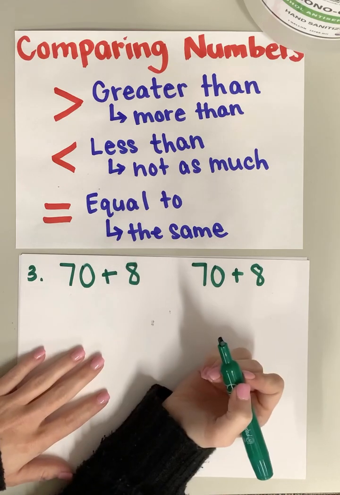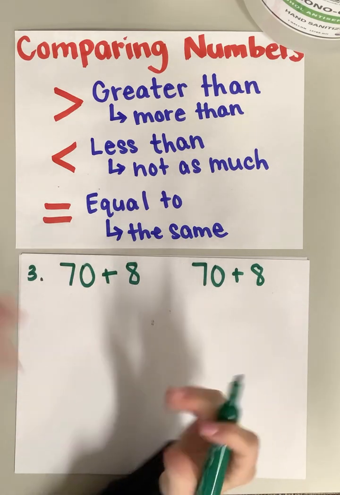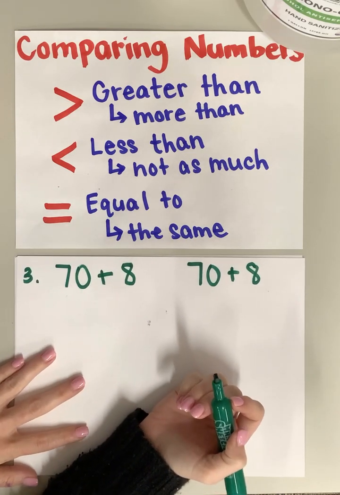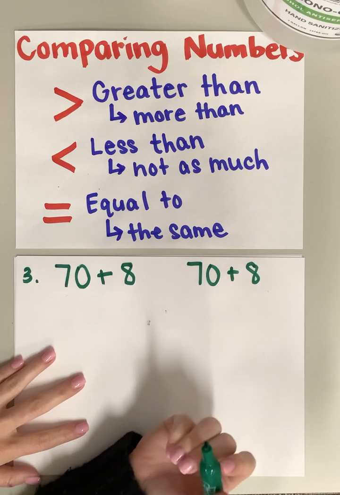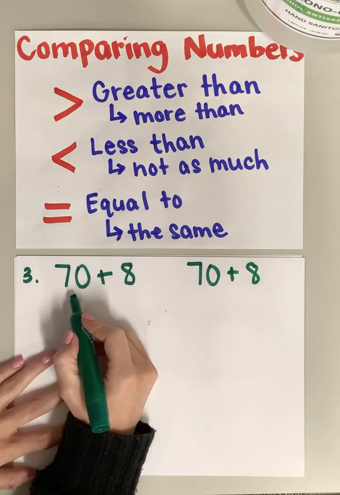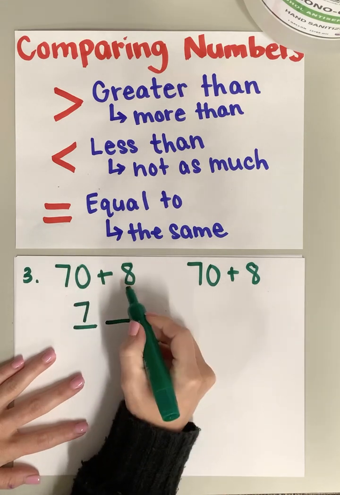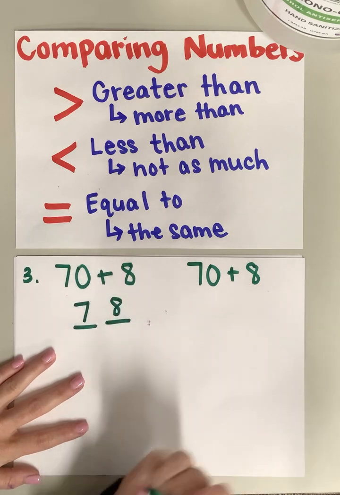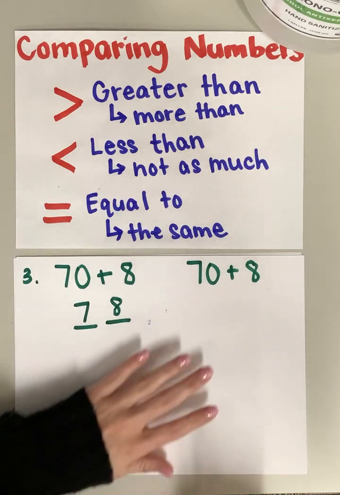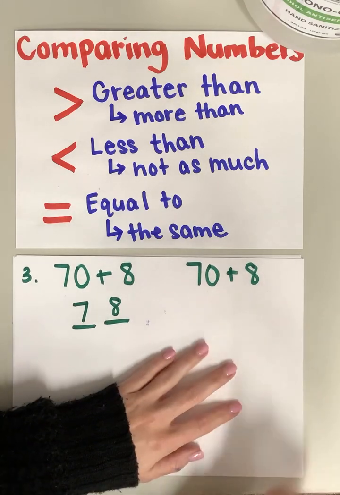70 plus 8. That's my expanded form. I need to turn it into a standard form with digits. 70 is in my tens place and 8 is in my ones place. 78. That was quick. Let's see if we can do this one.